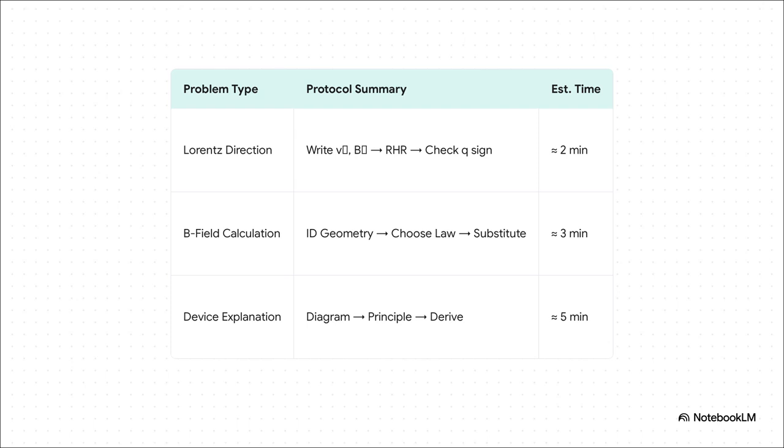A B field calculation? Maybe 3 minutes. Identify the shape, grab the formula, plug in the numbers. For the longer device explanation questions, yeah, you can budget maybe 5 minutes for those. You've got to draw the diagram, state the principle, and show the derivation.